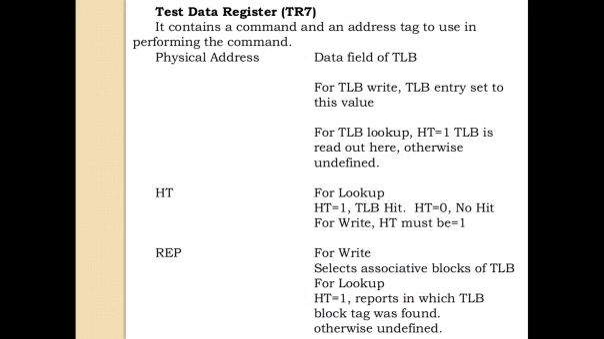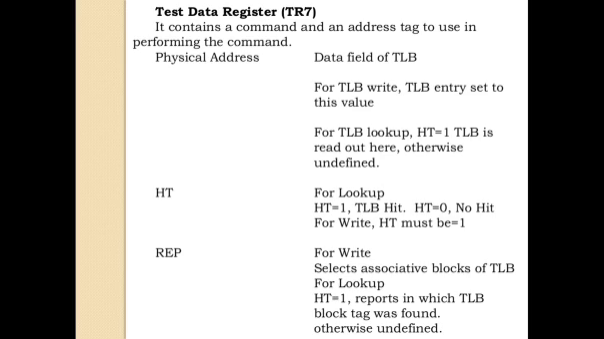Then the next register is the test data register TR7. It is the last register, and it contains a command and an address tag to use in the command execution. So what are the different values? Physical address, data field of TLB. So this is the actual address. For TLB write, the TLB entry is set to this value. That means the TLB will point to the particular address which is mentioned in the physical address.